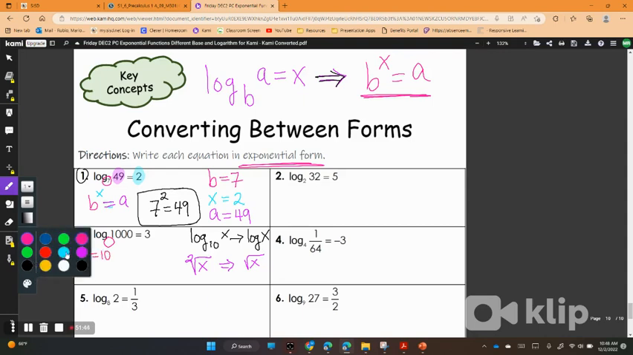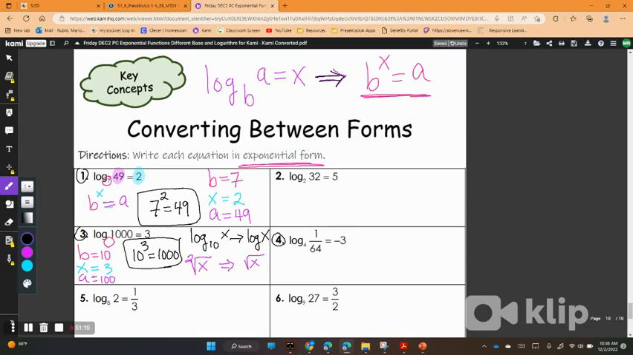Our base is 10. Our x is 3. And our a is 1,000. So when we write it, we're going to get 10 to the third power equals 1,000. Okay, let me do one more example.